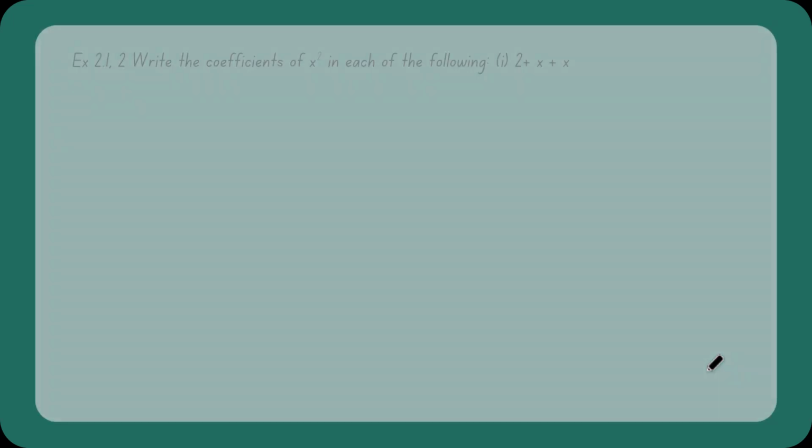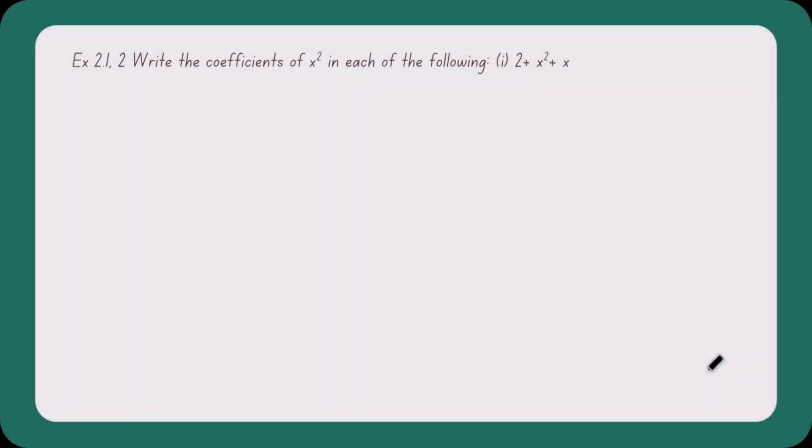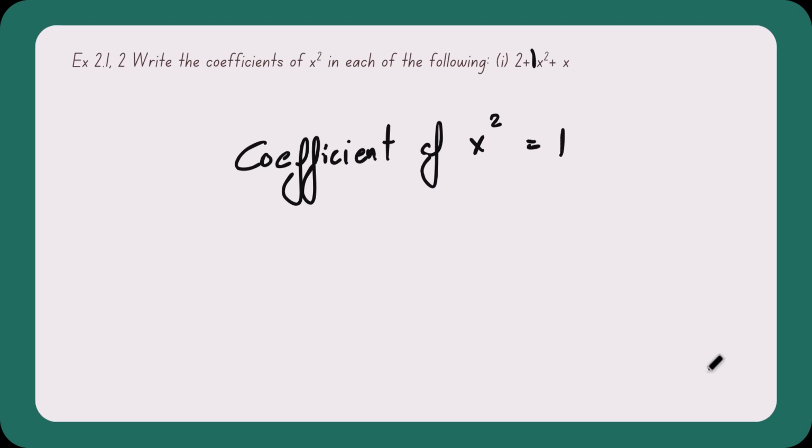We have: write the coefficient of x square in each of the following. 2 plus x square plus x. What is the coefficient of x square? If you look carefully, we have 1 here, right? The coefficient of x square will be 1. What is the coefficient of x? That is also 1, correct?